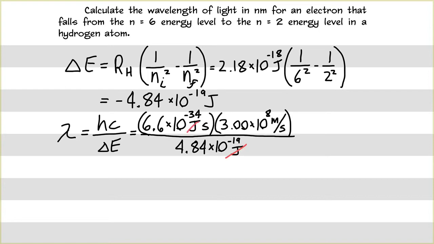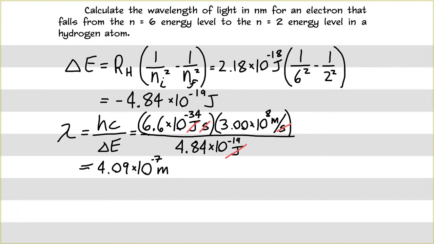And let's just make sure that the units cancel. Joules cancel here, seconds cancel here, and the only unit left standing is meters. And that is a unit of length. That's kind of what we expect for a wavelength. And so the answer that you should get is 4.09 times 10 to the power of negative 7 meters.